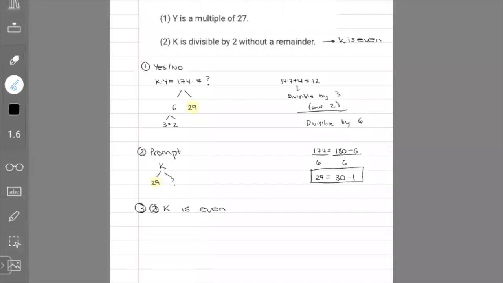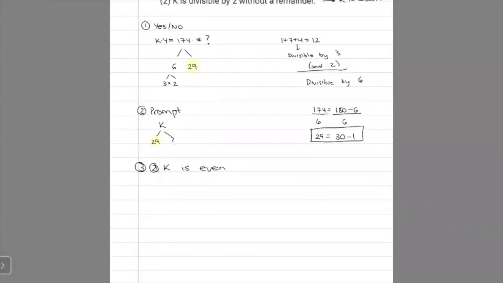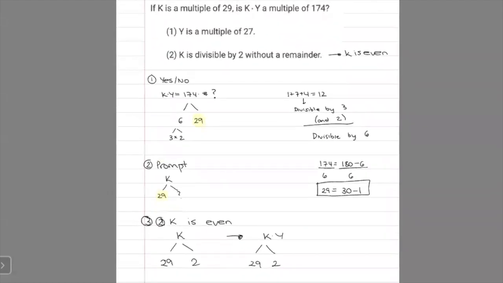So if k is even, then that means that the prime factorization of k definitely has a 2 inside it. We already know from the prompt that it has a 29. Now we also know that it has a 2. So since we're taking k times y, we now know that the k part has a 29 and a 2 for sure. The y, we don't actually know anything about at the moment.